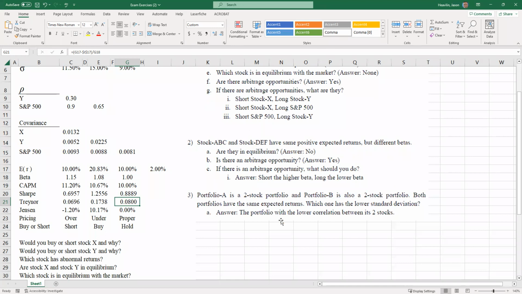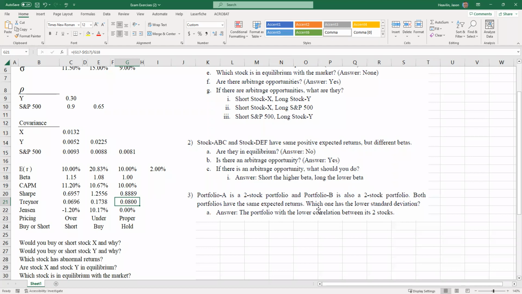All you need to know is that when you compare both portfolios, if they have the same expected return, check the correlation of the two stocks in portfolio A and the correlation of the two stocks in portfolio B. Whichever portfolio has the lower correlation, that portfolio will have a lower standard deviation. And that's why the answer is the portfolio with a lower correlation between its two stocks. So this is another thing about logic. All you need to know is that the lower the correlation, the lower standard deviation you can achieve with the proper weighting of the portfolio.